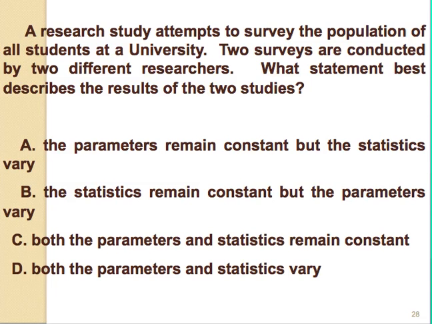Here's another question. A research study attempts to survey the population of all students at a university. 2 surveys were conducted by 2 different researchers. Which statement best describes the results of the 2 studies? Okay, so it's one university and 2 studies are being conducted at that university by 2 different researchers. So you have 4 options. Which statement best describes the results of the 2 studies?